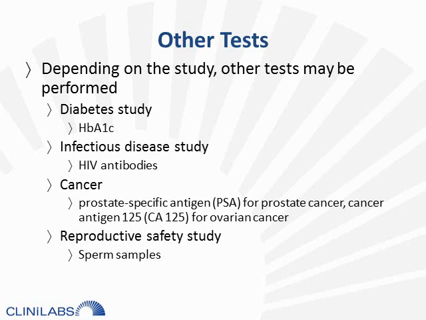If you were going into a reproductive safety study and you're a male, the investigator might request that you provide sperm samples so that they can assess sperm count, sperm morphology, and sperm motility. How many, what do they look like, and how much do they move around? So there are just dozens and dozens of additional tests that may be required.